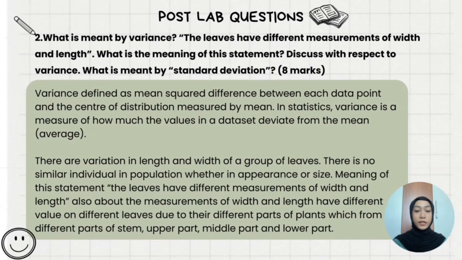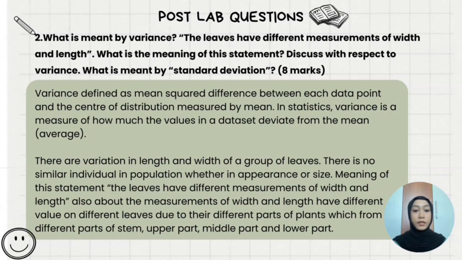For post-lab question number 2, what is meant by variance? The leaves have different measurements of width and length. What is the meaning of this statement? Discuss with respect to variance. What is meant by standard deviation? Variance is defined as the mean squared difference between each data point and the center of distribution measured by the mean. In statistics, variance is a measure of how much the values in a dataset deviate from the mean average.